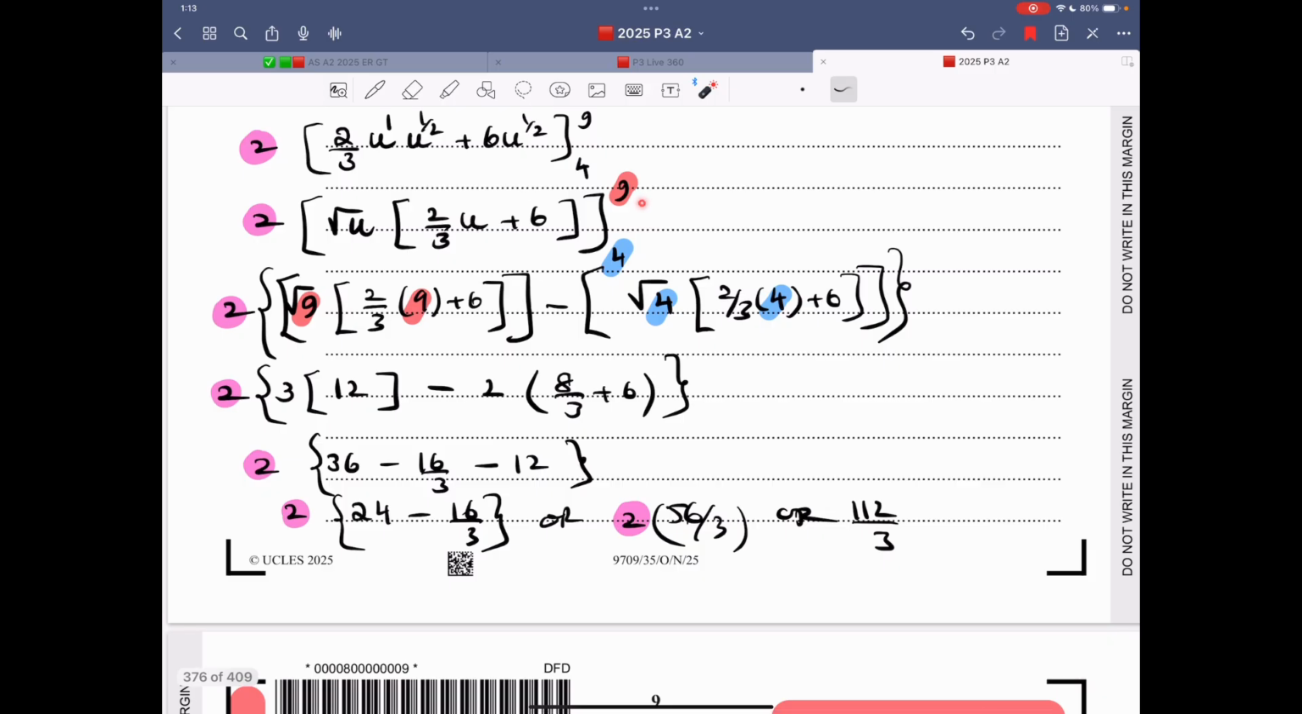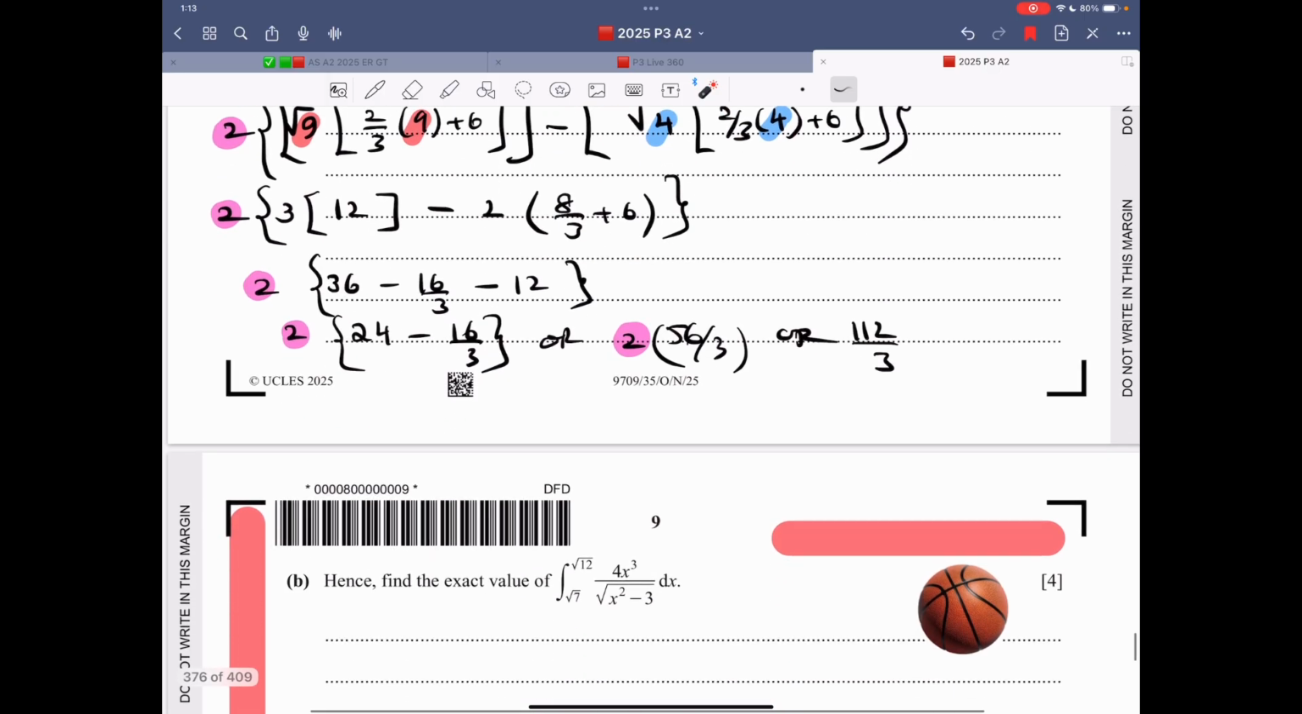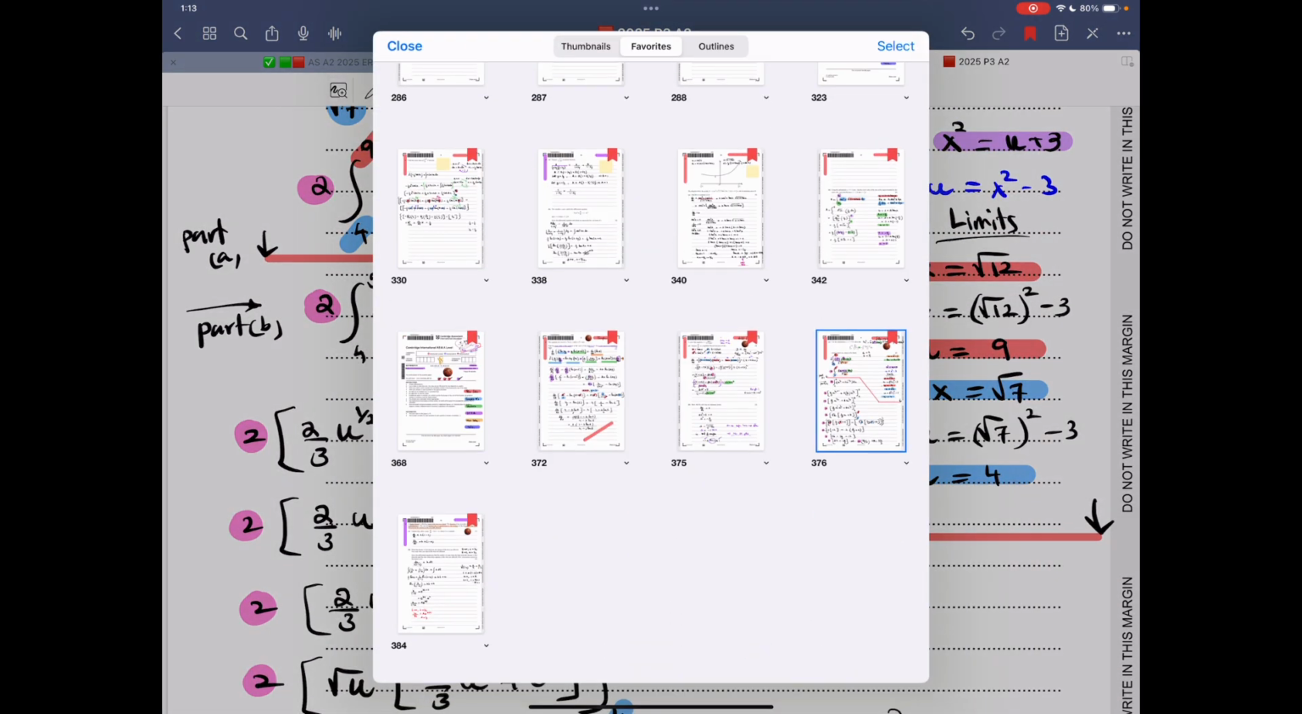So this is the upper limit. That is root 9, 2/3 of 9 plus 6. This is root 4, 2/3 of 4 plus 6. The rest is all arithmetic, and this is the answer. Don't forget the 2 on the outside. So now that is this part.